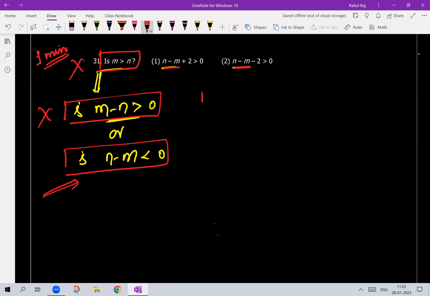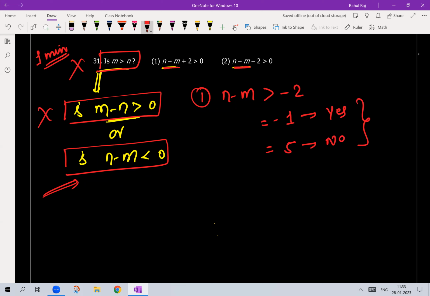So option number 1 says what? N minus M is greater than -2. Now, when I say N minus M is greater than -2, it means it can be equal to -1. It can be equal to 5. My question is, is N minus M less than 0? When it is equal to -1, yes, it's less than 0. But it is greater than negative, it could be 5. So it is no, not less than 0. So I have a yes and no situation, not sufficient.